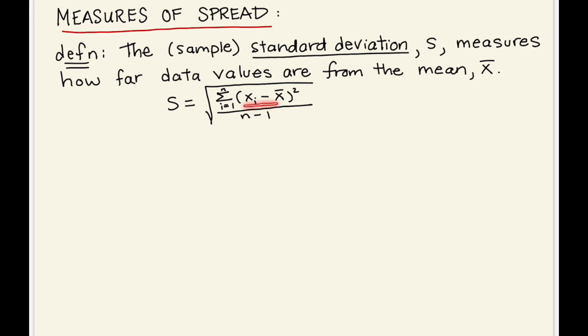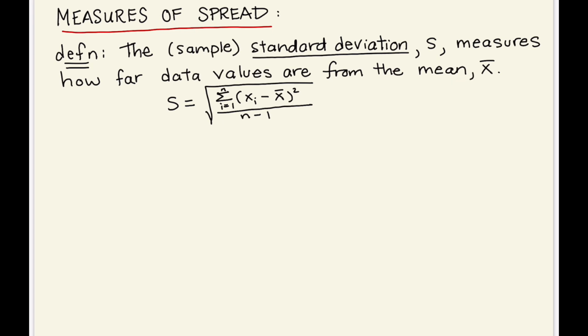Okay, the way that we calculate this sample standard deviation is that we start by calculating the differences between each data value and the mean. That's what we have there. We square that quantity and then we add it all up. Okay, we divide by n minus 1 and then we take the square root. Okay, so this is giving us some sense of the average distance from the mean.